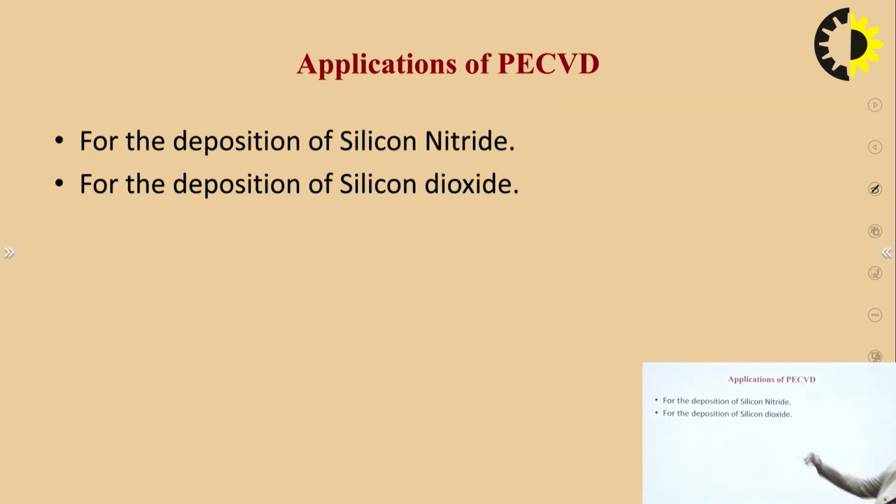Applications of PECVD: it is used for deposition of silicon nitride and silicon dioxide. We have seen that silicon dioxide can be deposited by one method that I mentioned earlier, APCVD, and silicon nitride can also be created using LPCVD. So PECVD is used for the deposition of these two materials, silicon nitride and silicon dioxide. Let me tell you about these, polysilicon, silicon nitride and silicon dioxide, in short.